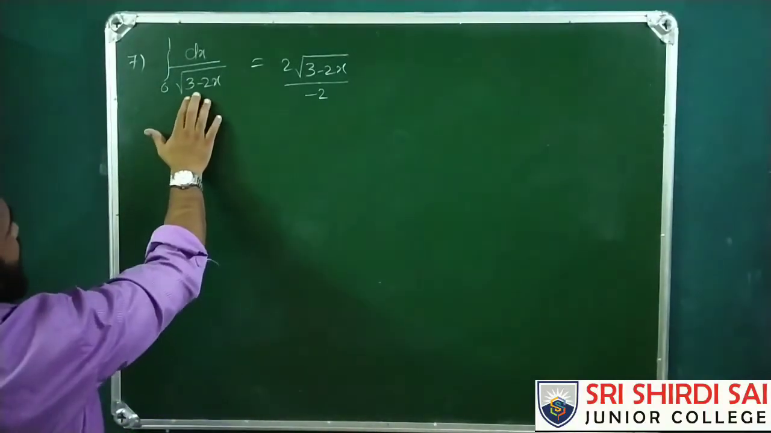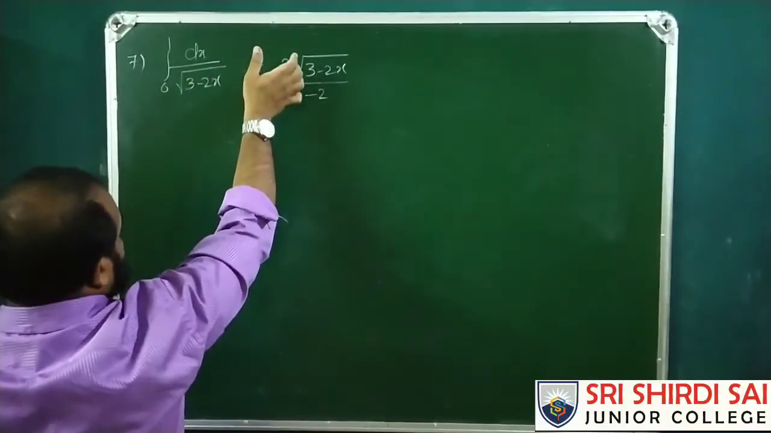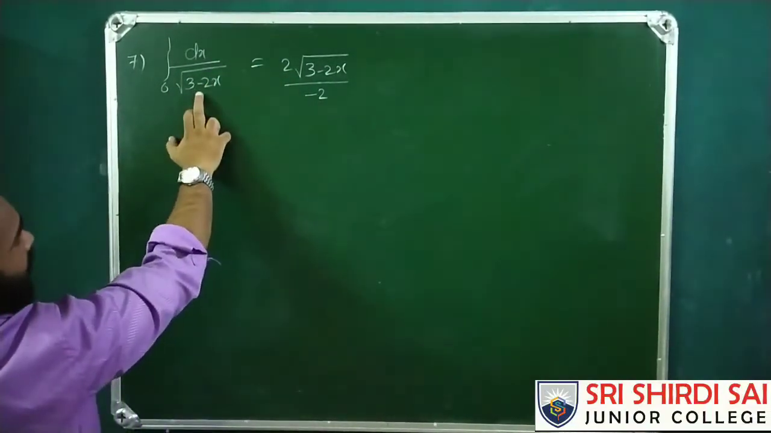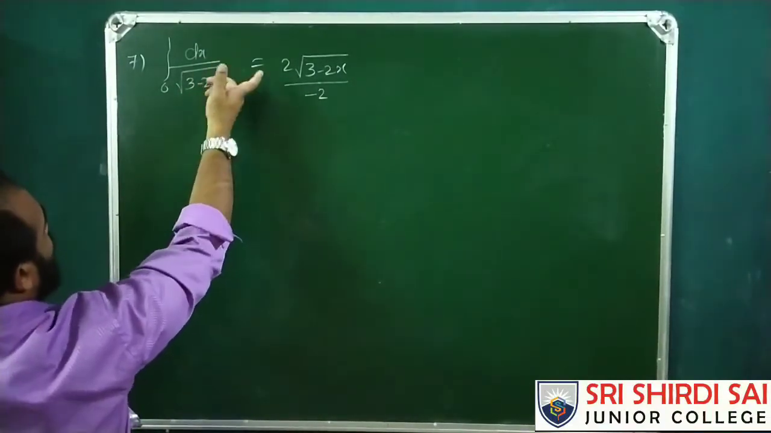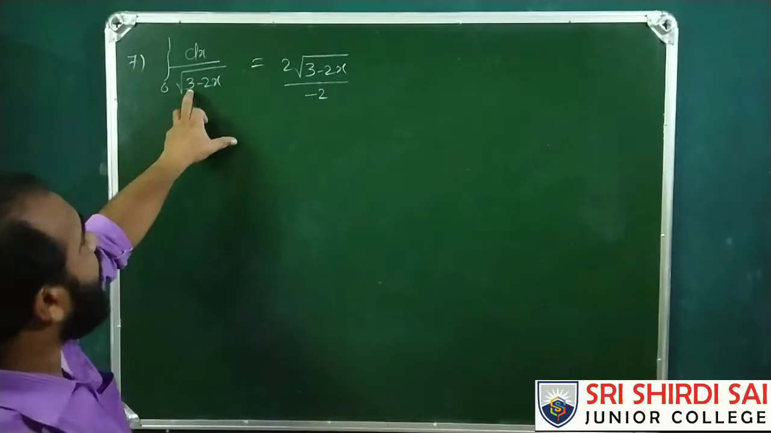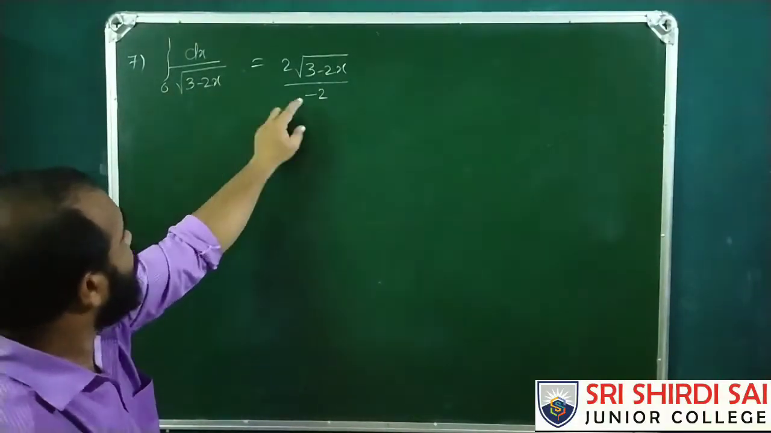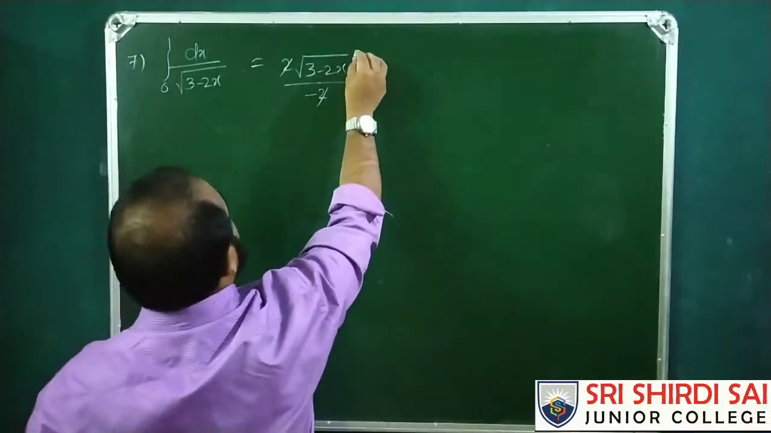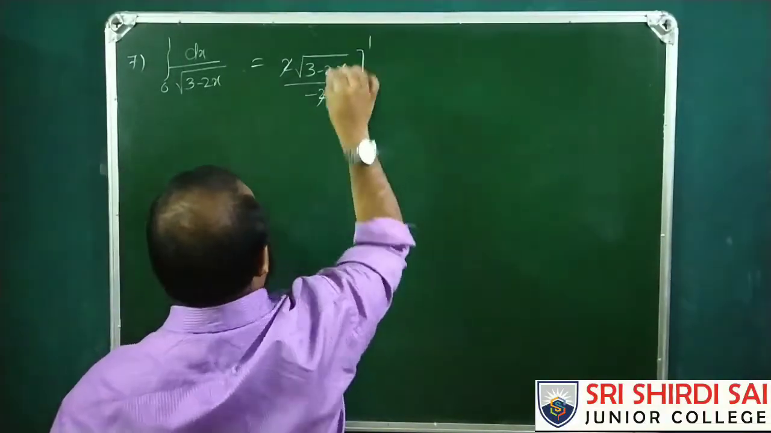Since this is integration, instead of multiplying by d by dx of something, we need to divide by that d by dx of what we have taken earlier to be x. That is why here d by dx of 3 minus 2x is minus 2. So 2 gets cancelled. Since the process of integration is over, 0 to 1 is to be written here.